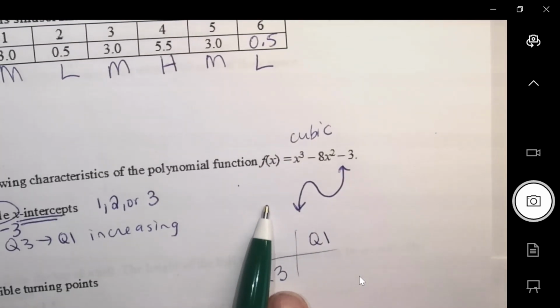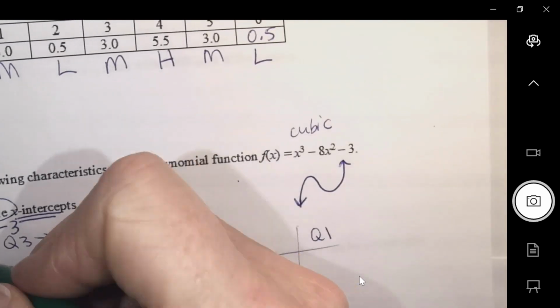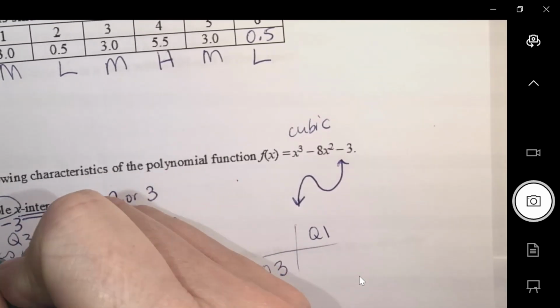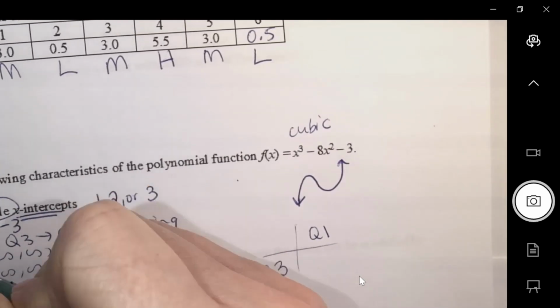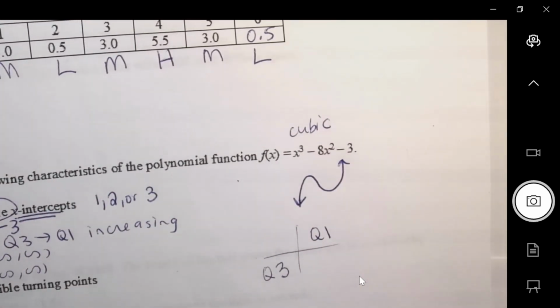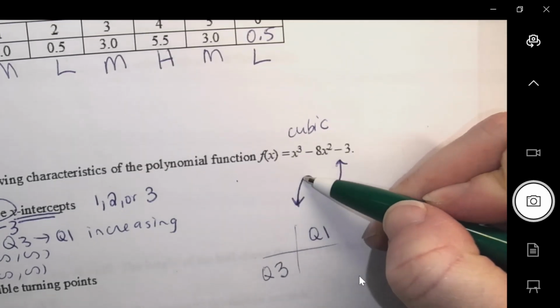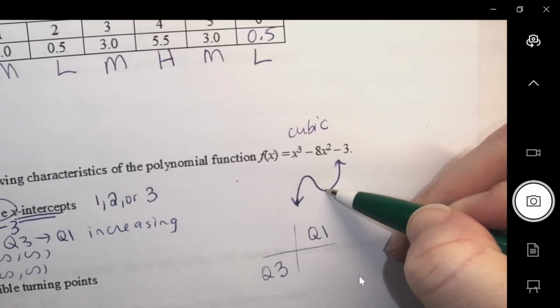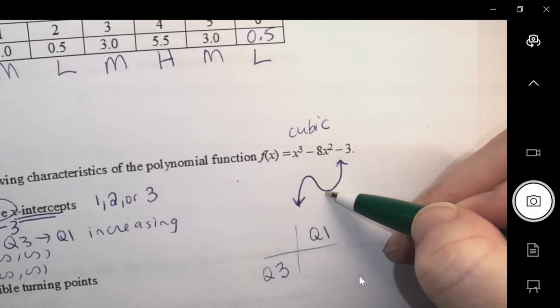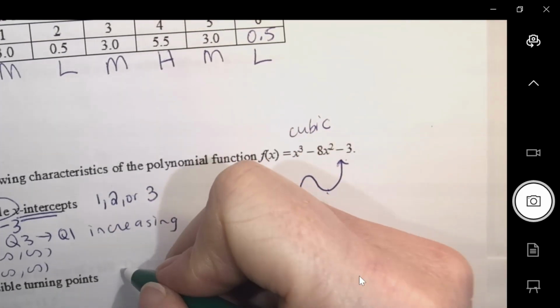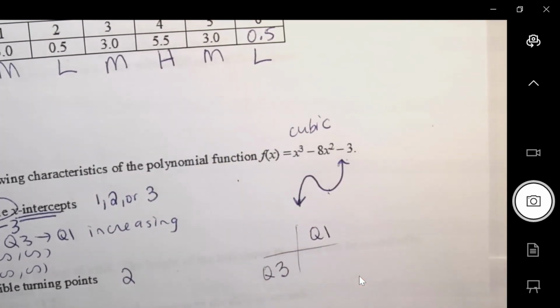Domain, this would go out both ways. Range, it goes forever up and down. And how many times could it turn? Do you know what I mean with a turn? It goes from increasing to decreasing. So that was a turn. And then it went from decreasing back to increasing. So it could have 2 turns. Turn around twice.